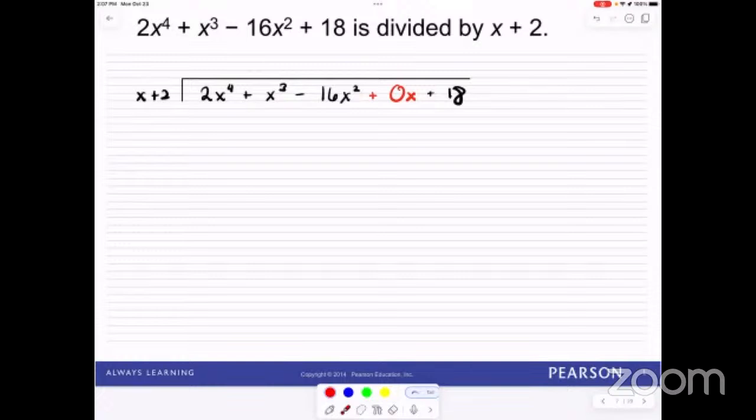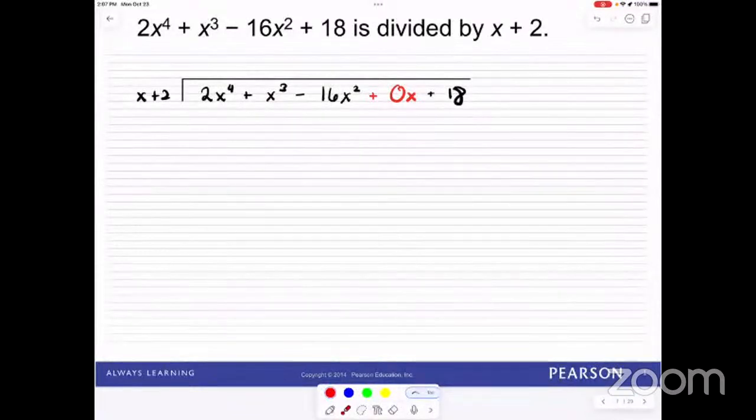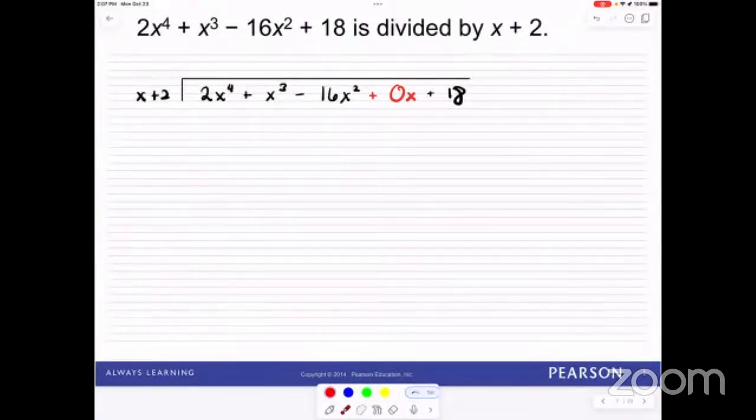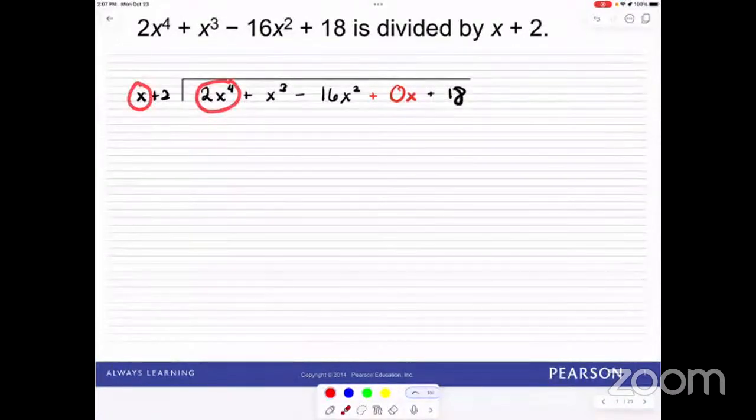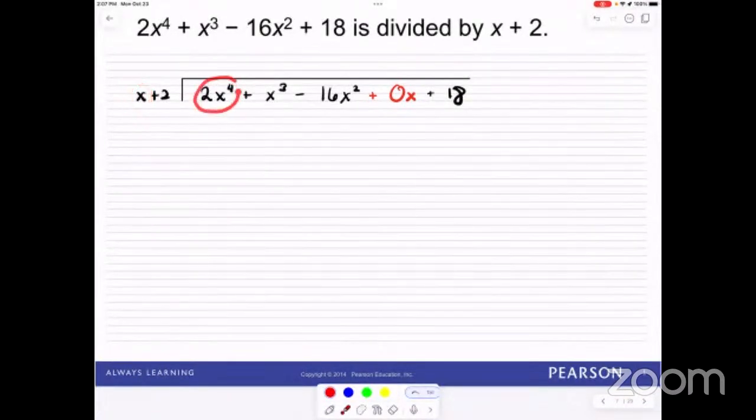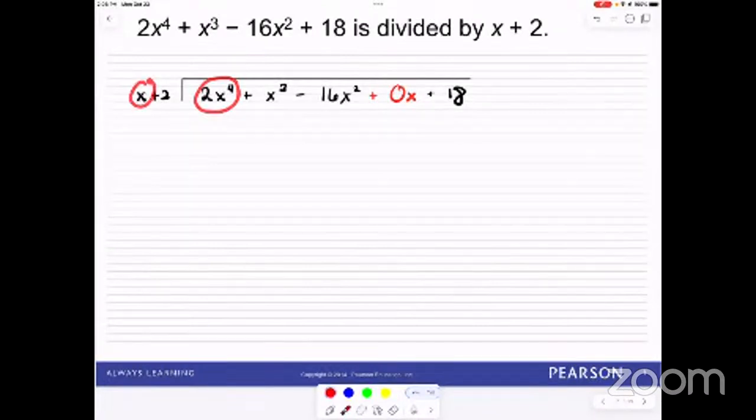Then we're going to say first divided by first. So the first term from the dividend divided by the first term of the divisor. 2x to the power of 4 divided by x is going to give us 2x to the power of 3. We line up our results, so I'm going to put my 2x to the power of 3 here.